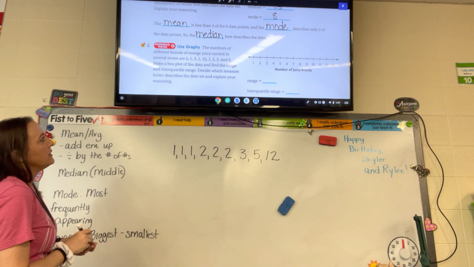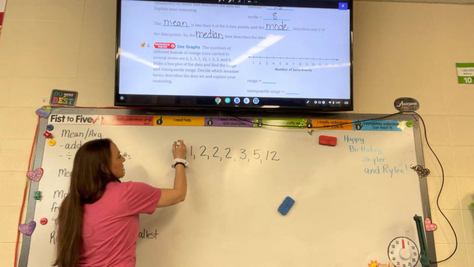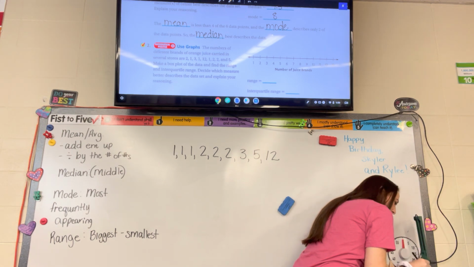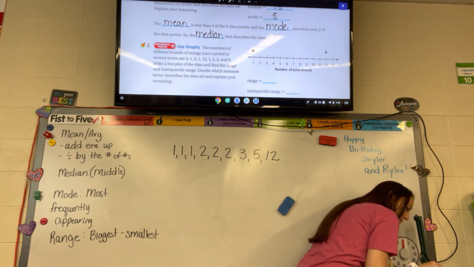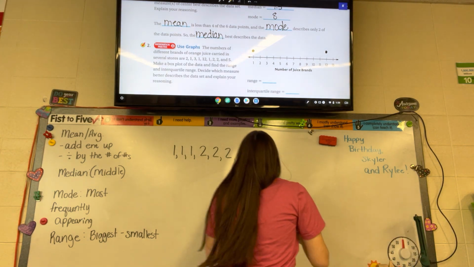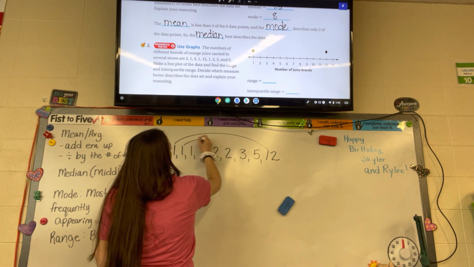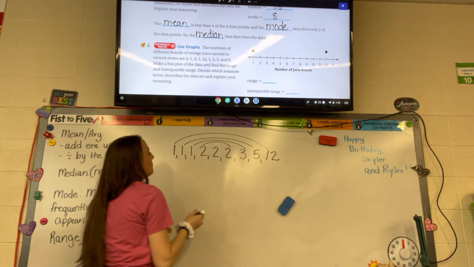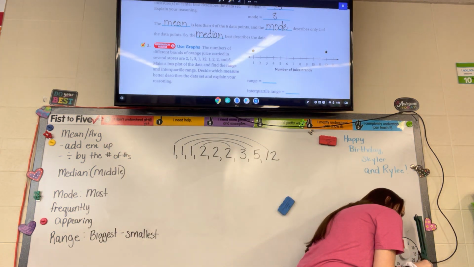The range, well, first they want us to make a box plot. So we need the median. We can go ahead and plot the 1 for the minimum and the 12 for the maximum, Avery. And then the median, 1 would go with 12, 1 would go with 5, 1 would go with 3, 2 would go with 2. So the median would be what? 2. So we're going to plot a point at 2.